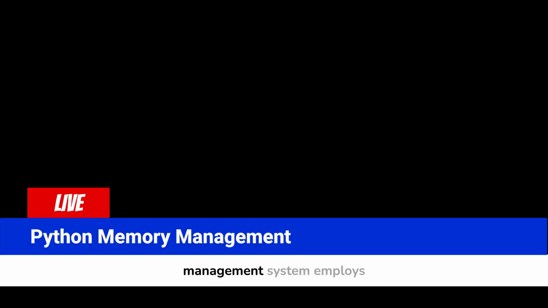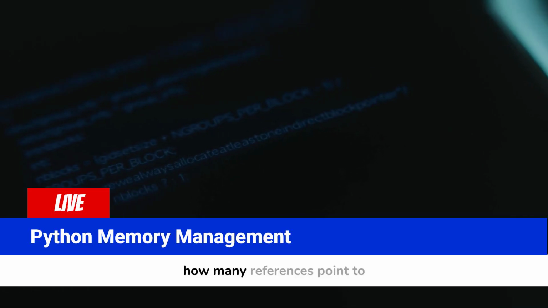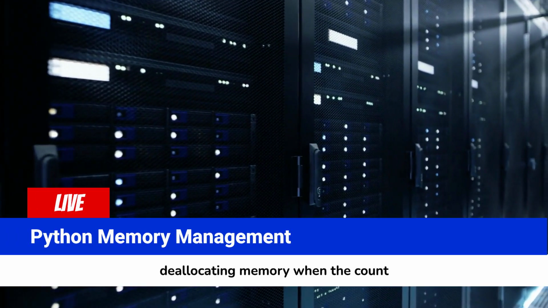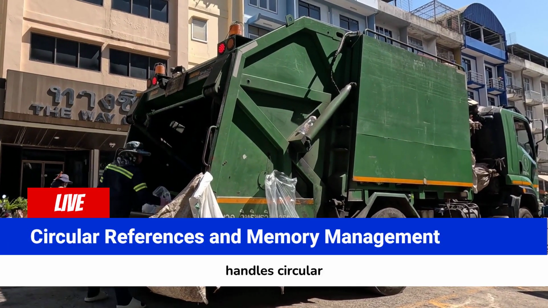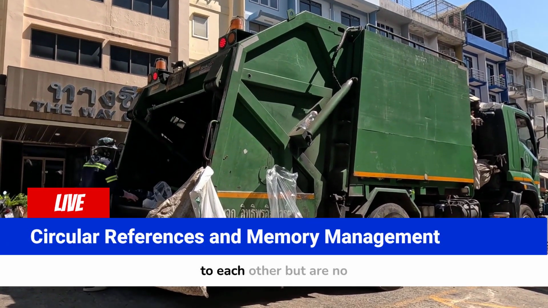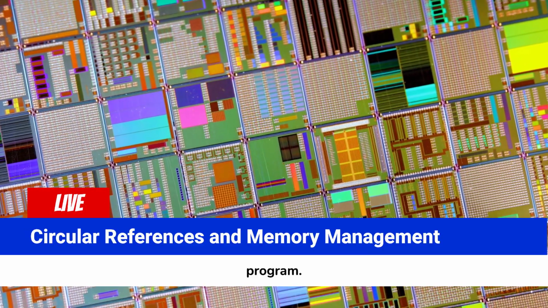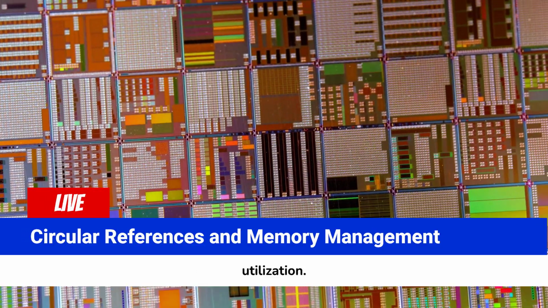Python's memory management system employs reference counting and a garbage collector. Reference counting tracks how many references point to an object, deallocating memory when the count drops to 0. The garbage collector handles circular references, where objects refer to each other but are no longer accessible from the main program. This dual approach ensures efficient memory utilization.